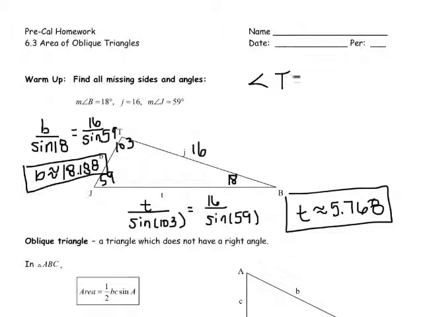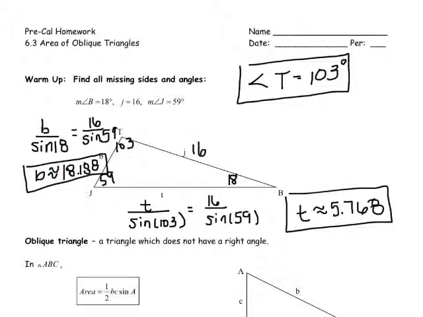Angle T is equal to 103. Little t is 5.768. And B is 18.188. Notice that for T I put the equal sign because there was no rounding involved here. T is exactly 103. But for little t and little b, I had to round this answer, so that's why you see a little squiggle here. That means that's approximately 5.768. And little b is approximately 18.188.